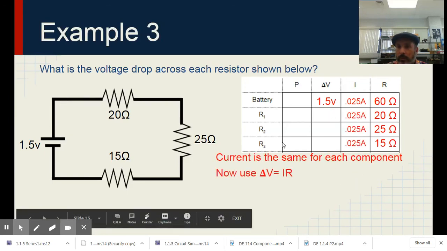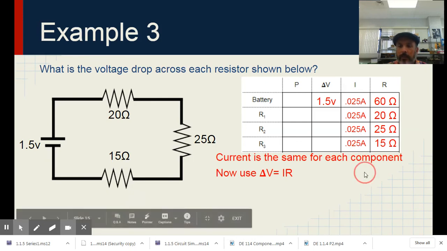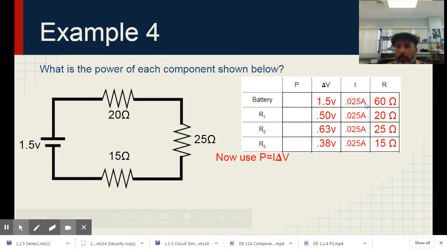So the voltage drop is going to be the current times the resistance. 0.25 amps times 20, 0.25 amps times 25, 0.25 amps times 15. The voltage drop times the current is going to give you the power.